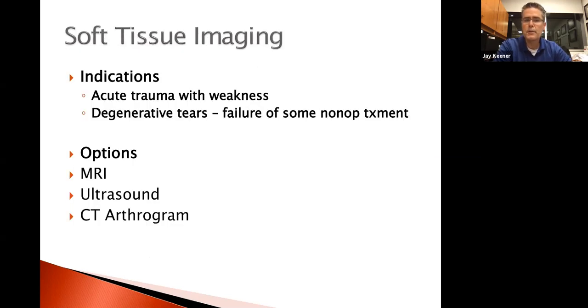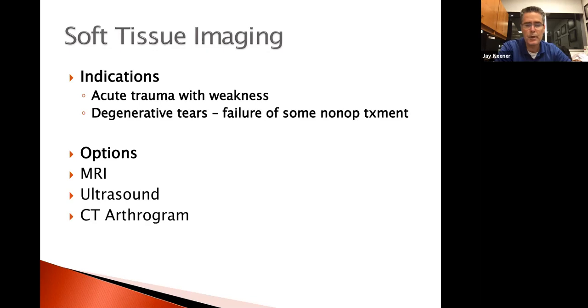When do we do soft tissue imaging? So I think most would agree that if you have an acute traumatic event with weakness, that's an indication to image the shoulder. For degenerative rotator cuff tears, a lot of times you can manage them non-operatively, especially if the strength is maintained. And in many instances, the insurance companies won't authorize an MRI or advanced imaging unless they failed some type of non-operative management.